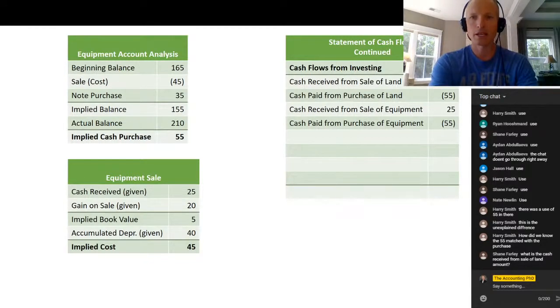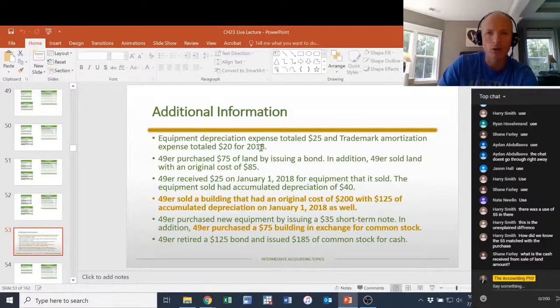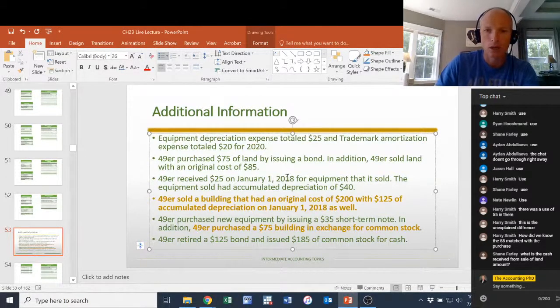All right, the next account. Building. So it says 49er sold a building that had an original cost of $200 with $125 of accumulated depreciation. And then 49er purchased, and that should say January 1st, 2020. I missed that date. Oh, I missed several dates in here. This is a problem that I've used for several years. I like the problem, it works well, but I'm going to change all this right now. Of course, that means all the other slides are wrong, but so be it.